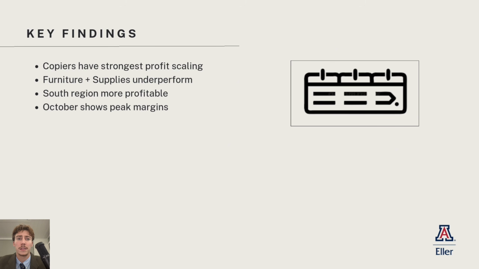Summarizing the key findings, we see that copiers show the strongest profit scaling, which means that profits grow much faster with revenue for copier orders. Furniture and supplies underperform compared to the baseline category, the South region is more profitable, and the month of October shows peak margins.